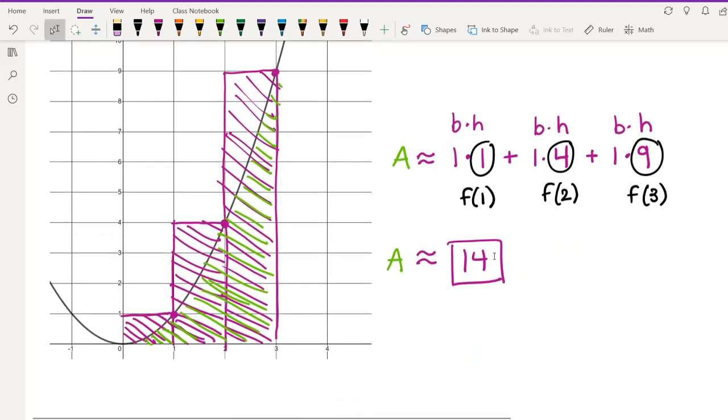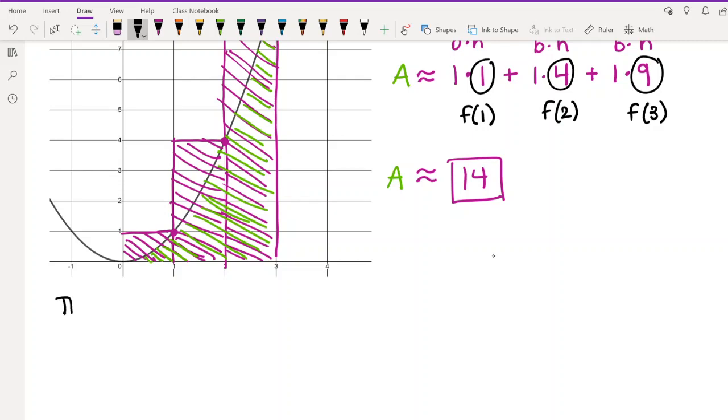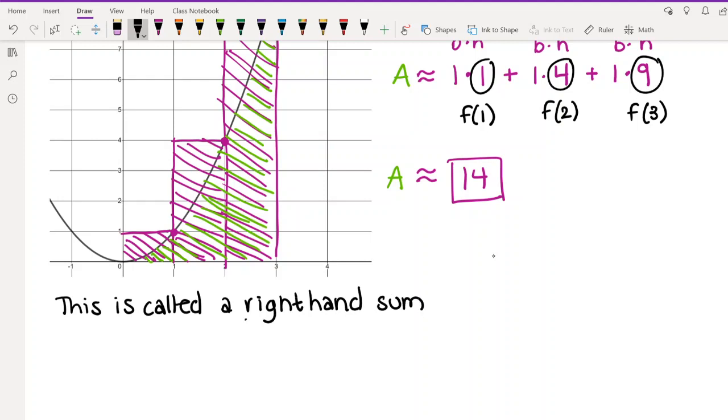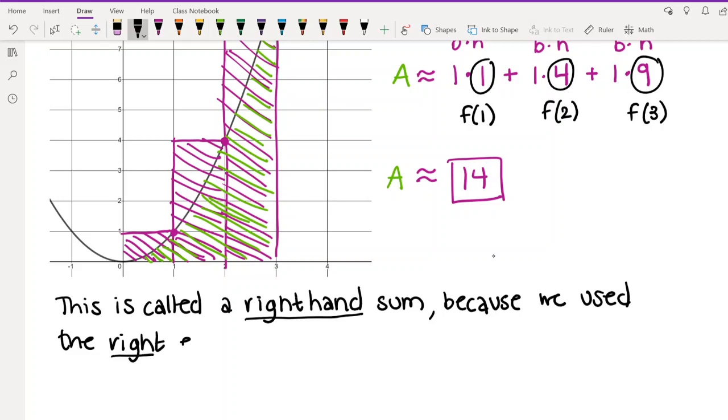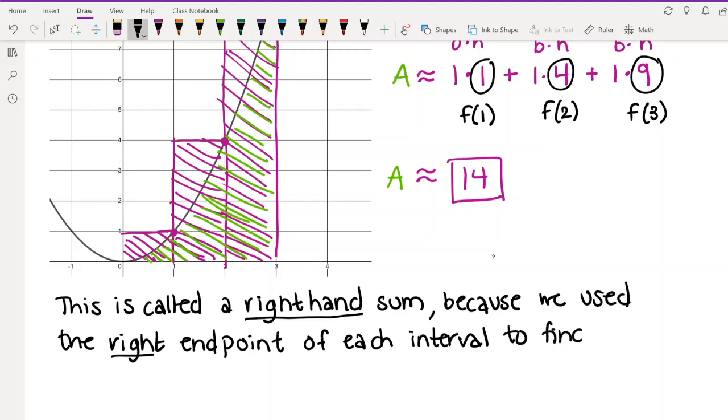I want to show you how to use a different type of sum called a left-hand sum. The type of sum that we did right here is called a right-hand sum, because we used the right endpoint of each interval to find the height of the rectangle.